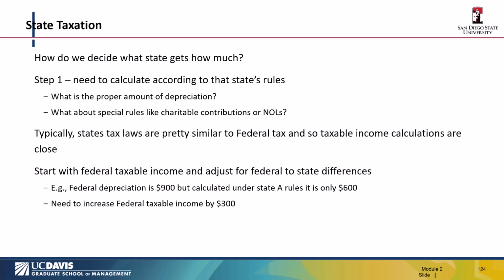So typically what clients do is you start with federal taxable income, and then you adjust that for any state differences. So for example, federal depreciation might be $900, but calculated under State A rules, it's only $600. Well, as a result, federal taxable income would be adjusted upward by $300, right? We only have a $600 deduction, not a $900 deduction. So I take federal income and jack it up by $300.